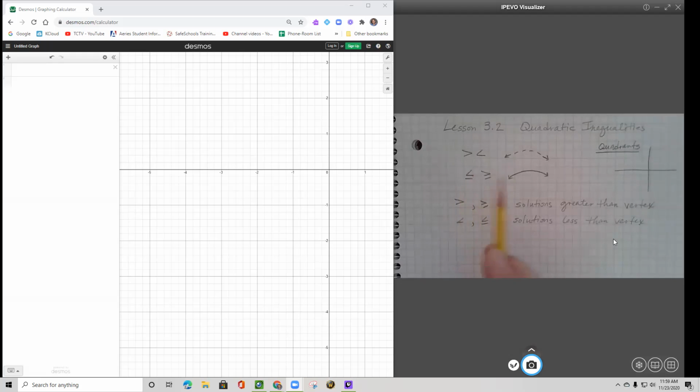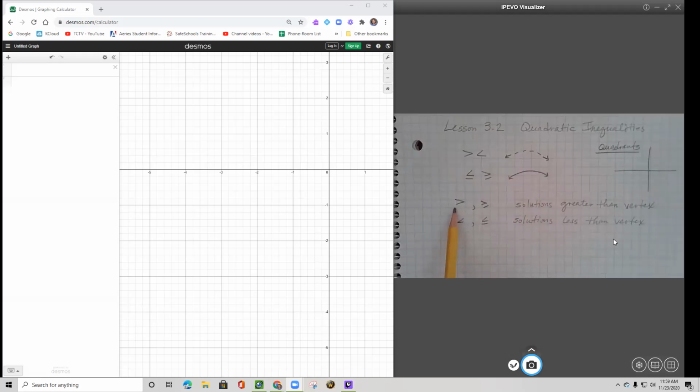You'll have a quadratic equation, but it won't be an equation, it will be an inequality, which means instead of the equal sign, you'll have either greater than or less than. So you would graph with a dashed line, or less than or equal, greater than or equal, so you'd use a solid boundary.